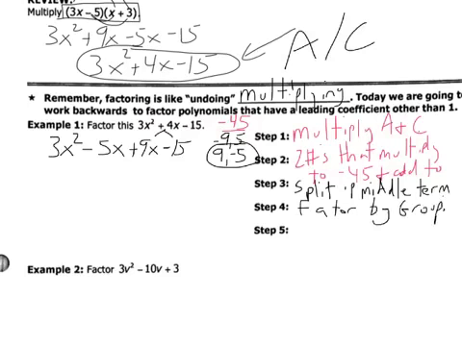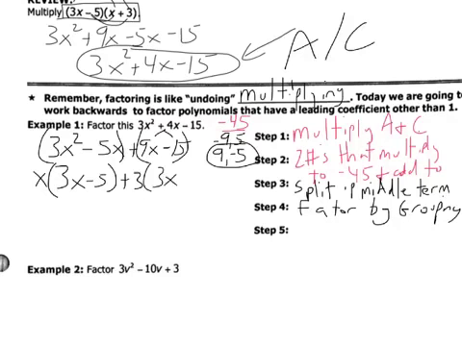As soon as you get to 4 terms, we could factor by grouping. So I'm going to group 1 and 2. In group 1, I could take an x out, no numbers. I'm left with 3x minus 5. And in group 2, I could take a 3 out, and I'm left with 3x minus 5.